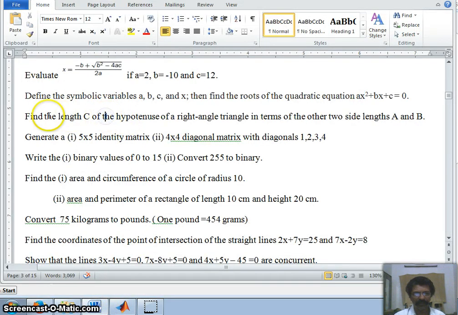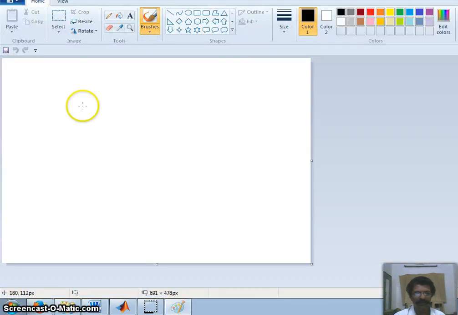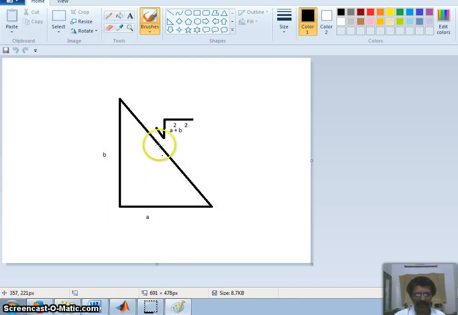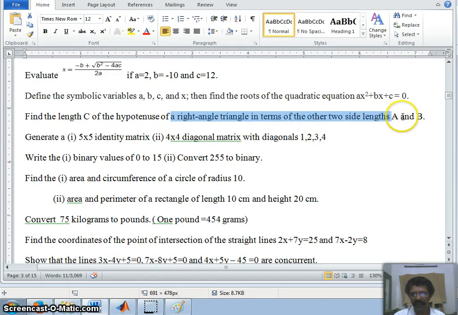Right. The next one. Find the length c of the hypotenuse of a right angle triangle in terms of the two sides a and b. So you know that, if one side is a and another side is b, then the side opposite the 90 degree angle is the hypotenuse. The length of the hypotenuse is the square root of a square plus b square. Now we have to find the length c, the hypotenuse, the side which is opposite to the 90 degree.